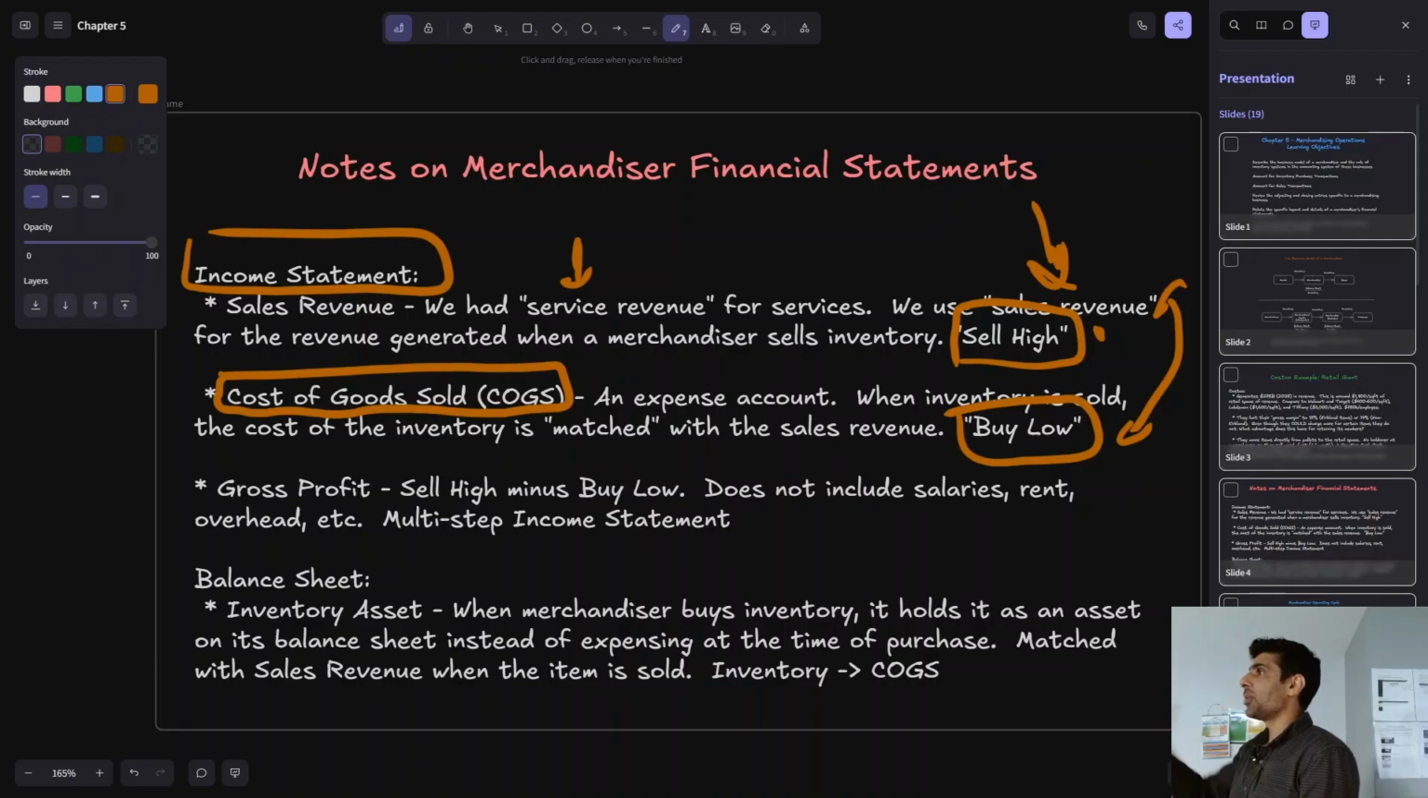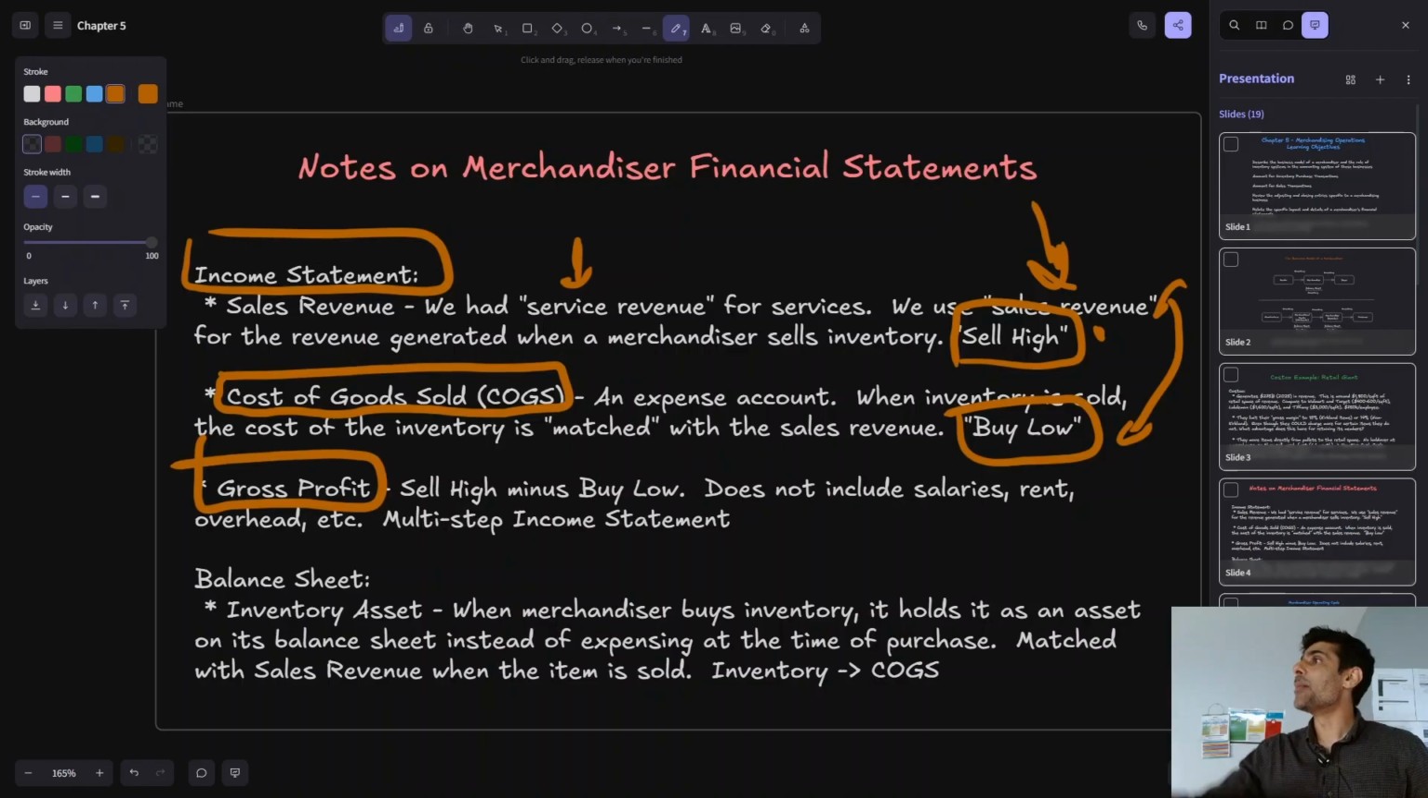This idea of the matching principle, you want to match what you bought the inventory for with what you sold it for in the same period. The gross profit is just sell high minus buy low. It's like what you sold it for minus what you bought it for. But again, for the banana, that doesn't capture everything, right? If we bought the banana for $1 and sold it for $5, that doesn't necessarily mean our business is doing well. Because if we only did that one time, if we sold one banana and made $4, yeah, the gross profit percent was great.